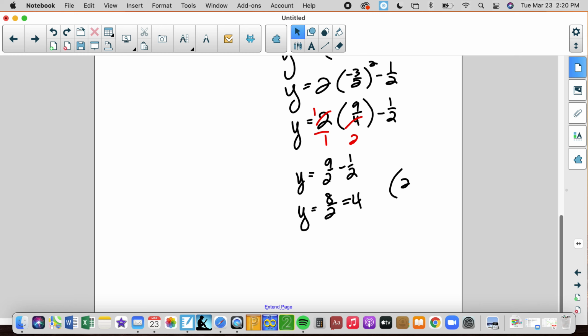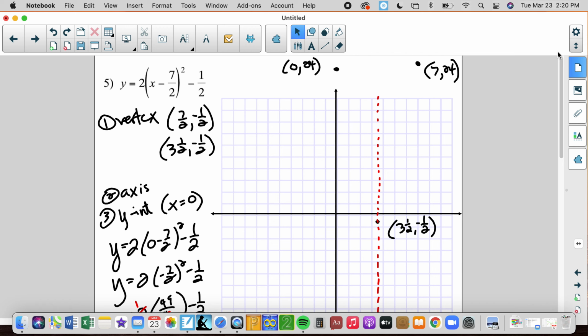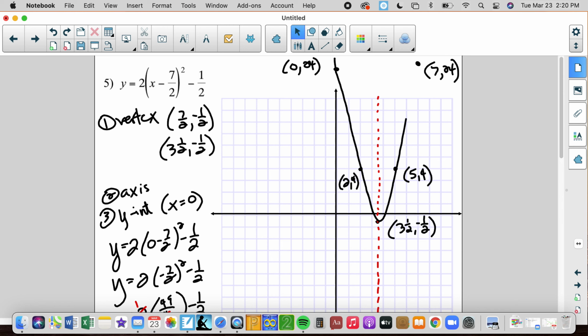So when I plug in 2, I get 4. Does that work for my graph? 2, 1, 2, 3, 4. That looks good. That is 1.5 away from the axis of symmetry. So that is 1.5 away on the other side. So we got 2, 4, and we're going to get 2, 3, 4, 5, 4. That's the other point. Those could be your 5 points.